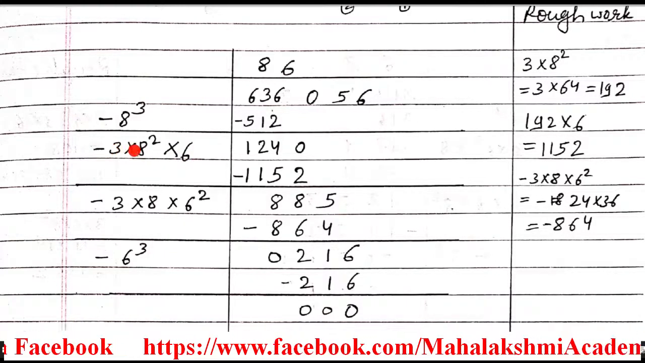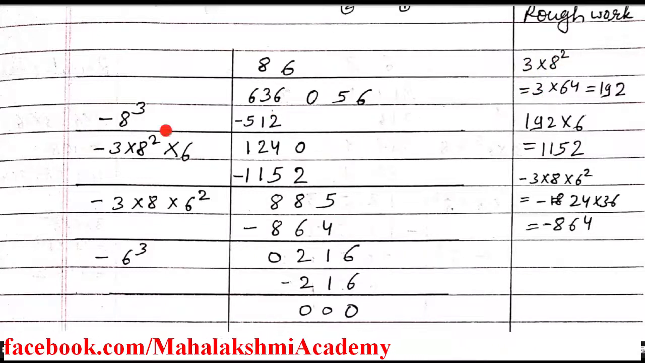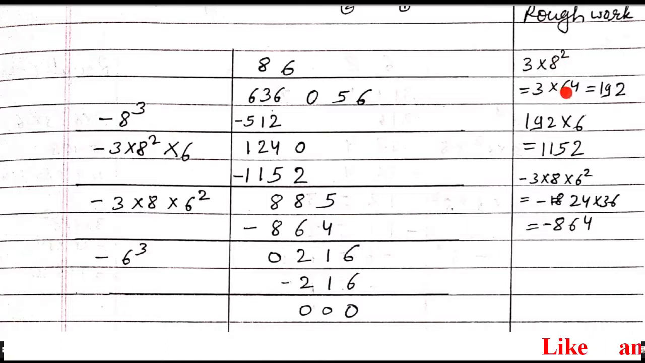First you have to solve this. So just see the rough work I had done here. 3 multiplied by 8 square, because here we had 3 multiplied by 8 square. 6 came afterwards, I will tell you afterwards. First we will solve this. So when we solve this, 3 multiplied by 8 square. 8 square is 64. 64 multiplied by 3 is 192.